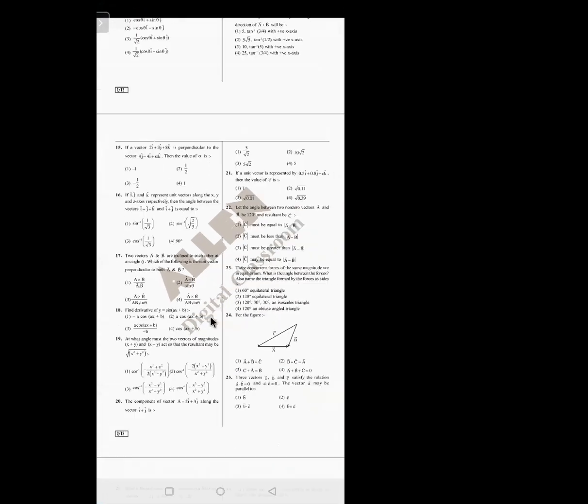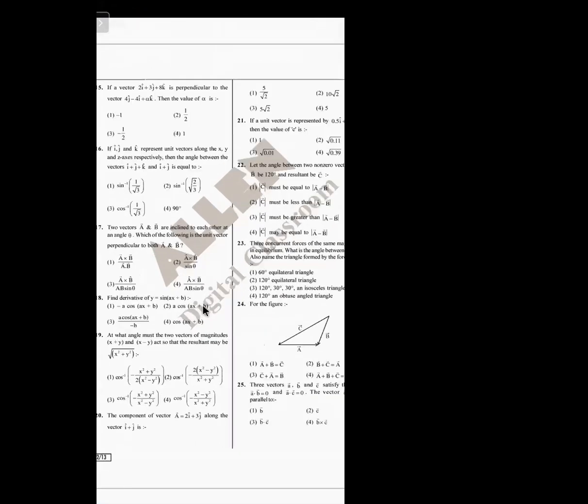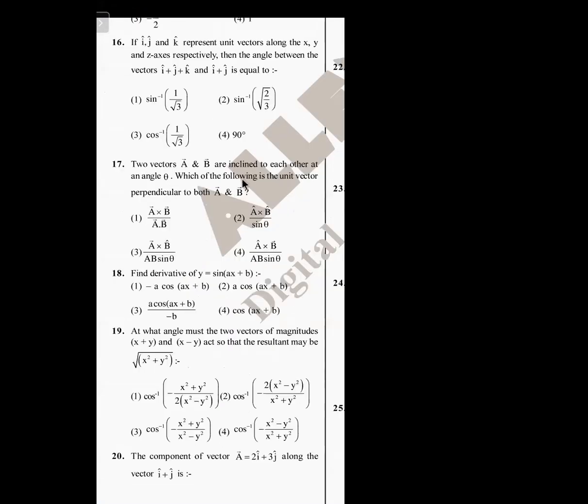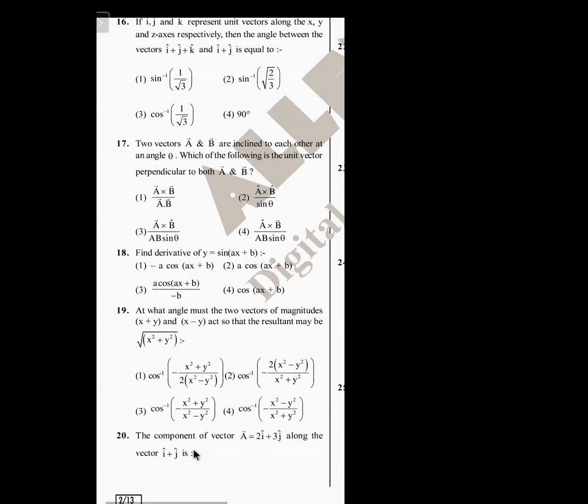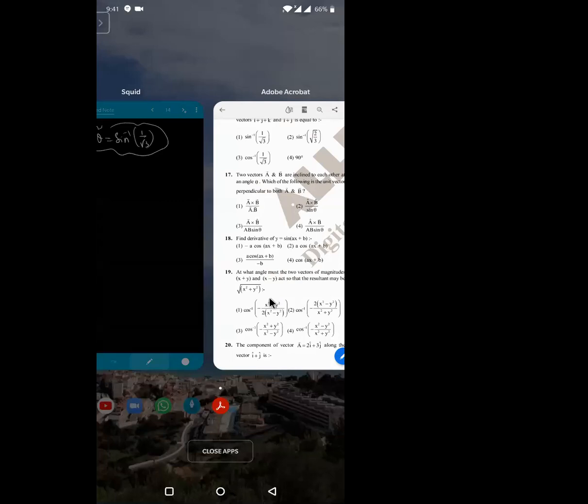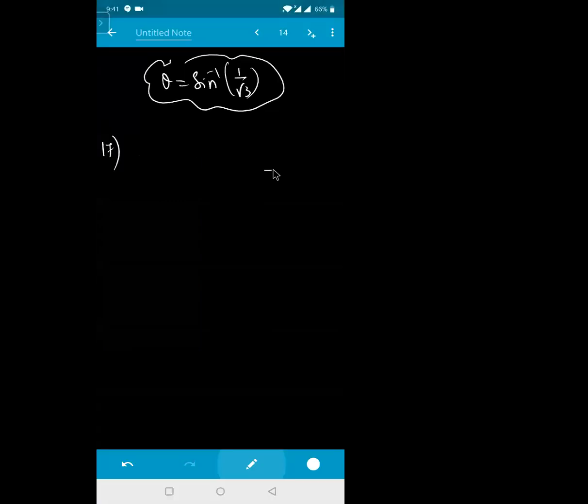Question number 17, students. They tell me: two vectors A bar and B bar are inclined to each other at an angle theta. Which of the following is a unit vector perpendicular to both A bar as well as B bar? So I'll write that first. This is the vector A bar and this is the vector B bar. Two vectors A bar and B bar are inclined to each other at an angle theta.